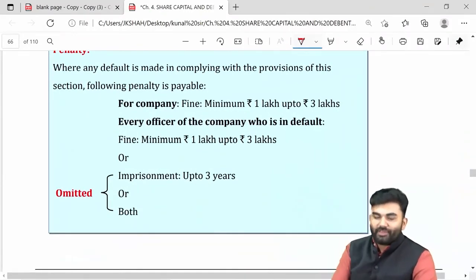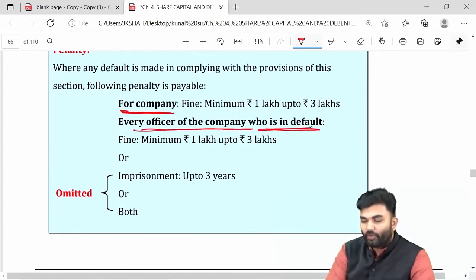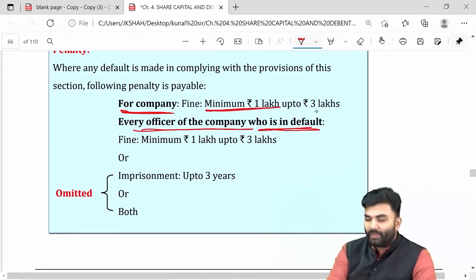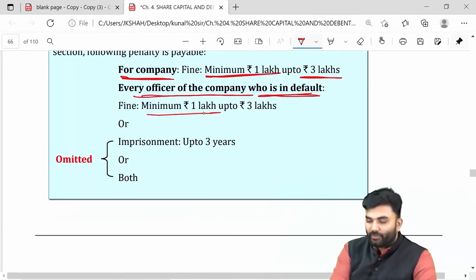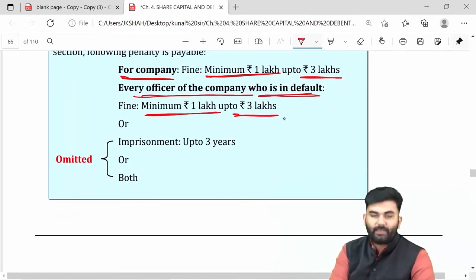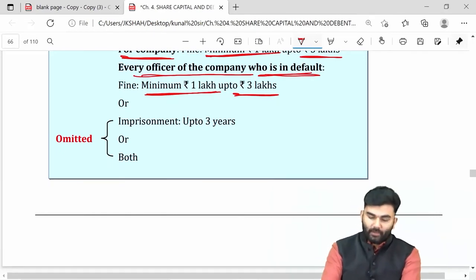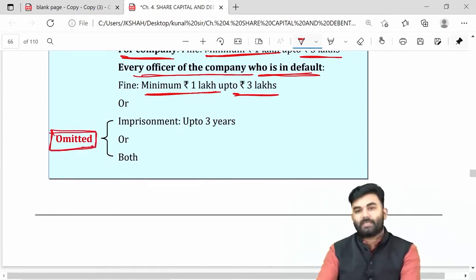If any of the provisions are contravened, then the company as well as every officer of the company who is in default will be penalized. Company will be penalized with minimum 1 lakh rupees, maximum 3 lakh rupees. Every officer in default will be penalized with minimum 1 lakh rupees, maximum 3 lakh rupees. However, the provision towards imprisonment has been omitted. So this part of the penalty has been omitted.